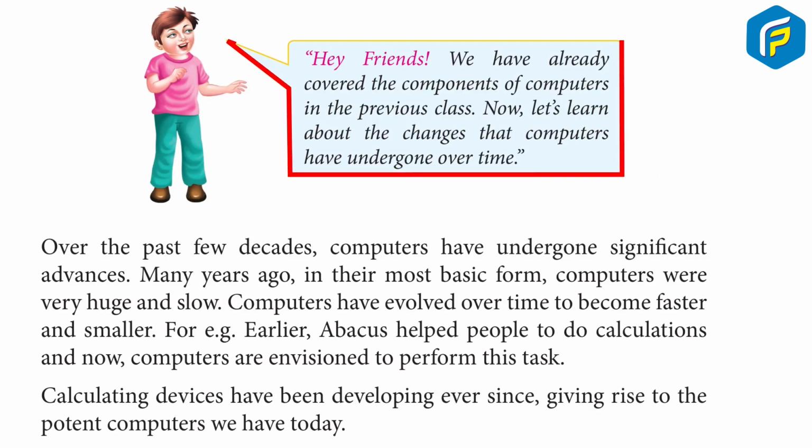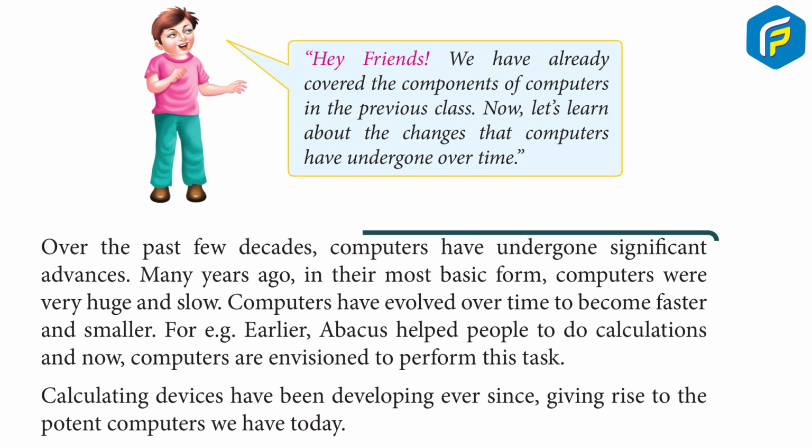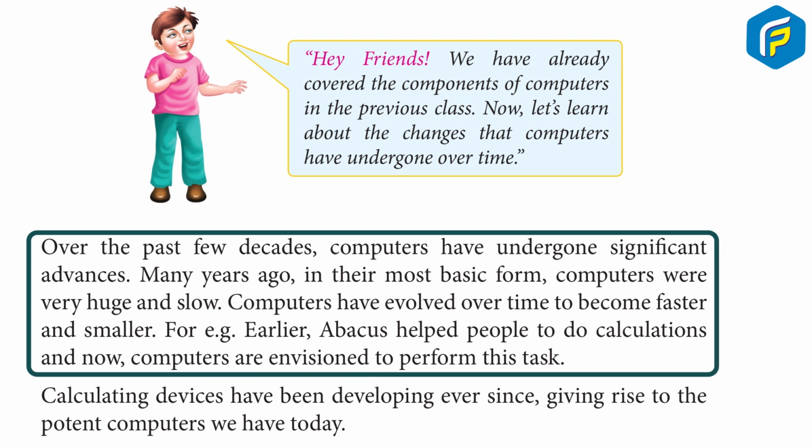Hey friends, we have already covered the components of computer in the previous class. Now let's learn about the changes that computers have undergone over time. Over the past few decades, computers have undergone significant advances. Many years ago, in their most basic form, computers were very huge and slow. Computers have evolved over time to become faster and smaller.